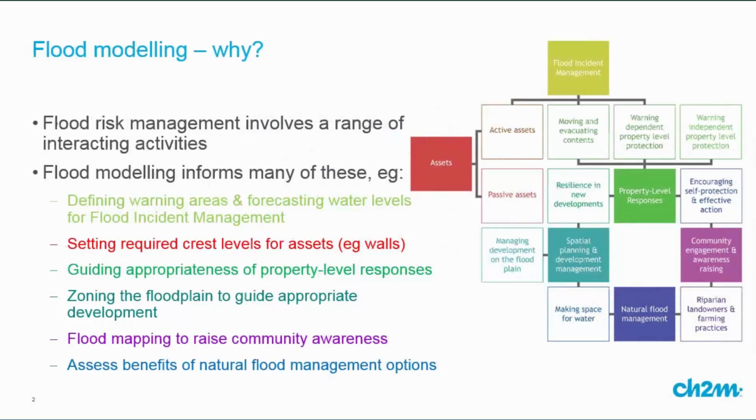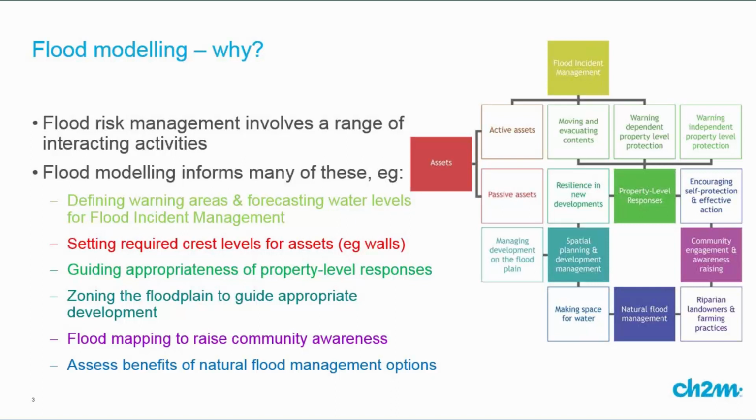It's because flood risk management activities involve a range of interacting activities. Now the diagram on the right on the screen here shows some of these interactions between these flood management responses. For what we're going to talk about now, let's focus in on those coloured squares on here. The assets, flood incident management, property level, spatial, community engagement and natural flood management. And let's talk a little bit about how flood modelling is required as part of the processes of implementing some of those types of responses.